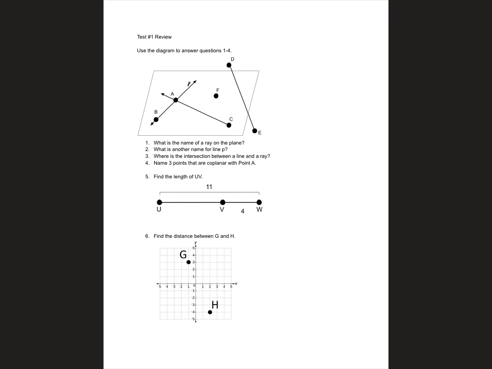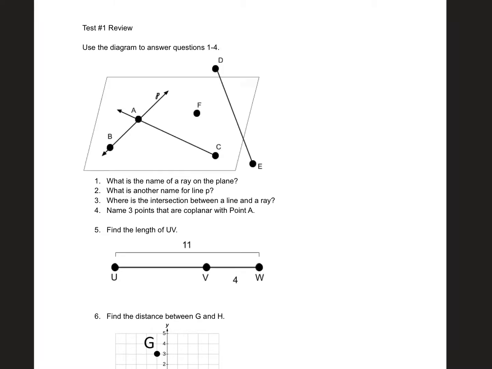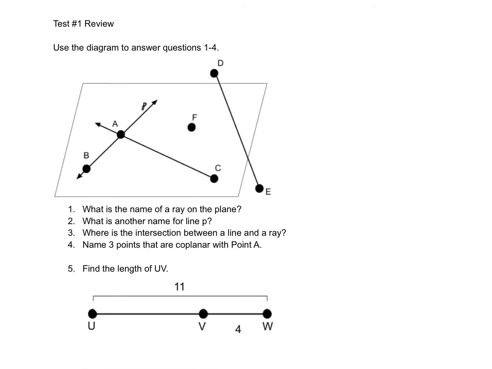Okay, so question 1 says, what is the name of a ray on the plane? On this we have to remember what a ray is, and I would highly recommend drawing out your words again as they come up. A ray is an endpoint going to an arrow. It's always going to usually have a second dot on it for naming purposes, but looking at this, we need to look.